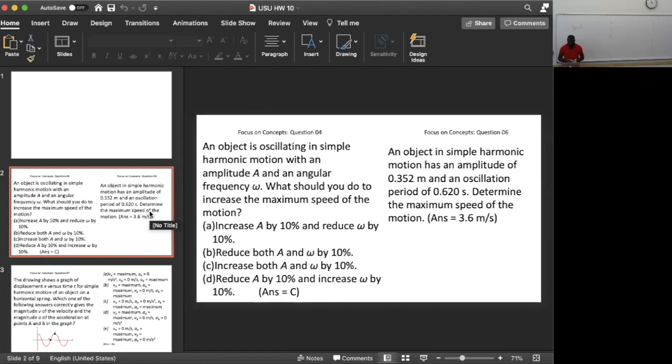So increase A by 10%, reduce omega by 10%? No, those just counter each other. So you have to increase both A and omega by 10%. So the correct answer is C for that one.